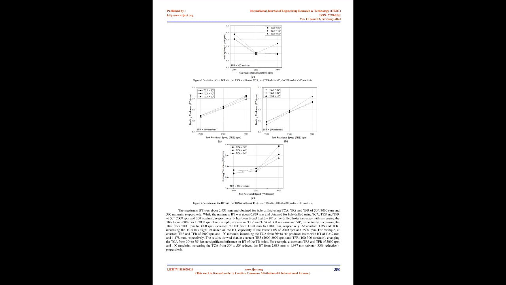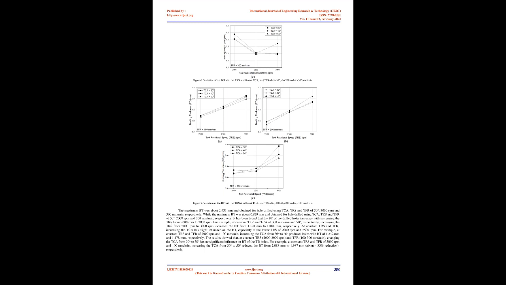For example, at constant TFR of 300 mm/min and the TCA of 40, increasing the TRS from 2000 to 3000 rpm reduced the drilled HD from 15.273 mm to 15.161 mm, respectively. The results revealed also that the largest HD, 15.296 mm, was obtained at TRS, TFR, and TCA of 2000 rpm, 100 mm/min and 30, respectively.